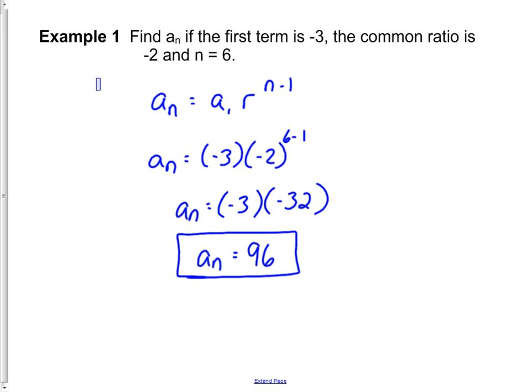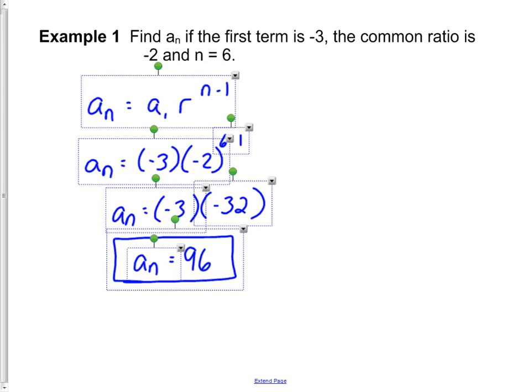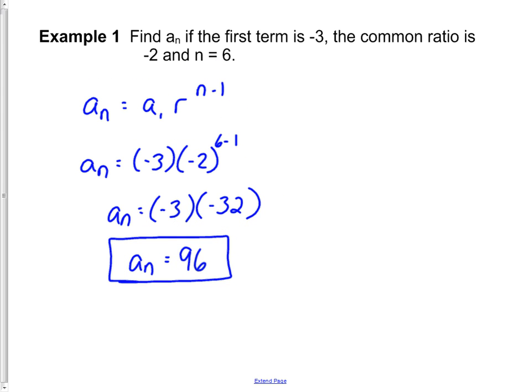Let me show you how this actually works. Okay, so this problem said that I started with the first term, which was negative 3. The common ratio is negative 2, so that means the second term would have been 6, then negative 12. I'm multiplying by negative 2 each time. 24, negative 48, and then 96. The sixth term of this sequence is 96, and that's what we came up with here.